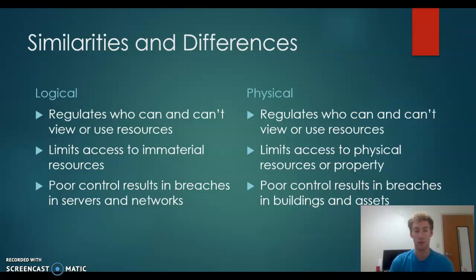For logical, if you have poor control, you're going to get breaches in servers and networks. If you have poor physical control, that's going to result in breaches in buildings and assets. You're probably going to have loss of assets because you don't want people just walking into your building and stealing a computer. You want to have lockdown for that. You want to have guards. You want to have cameras. You want to have receptionists there to make sure that doesn't happen.